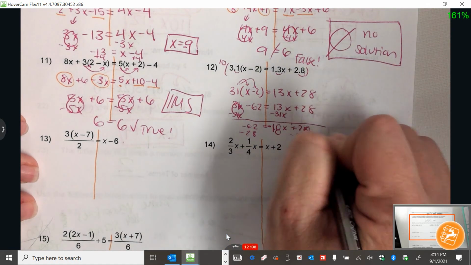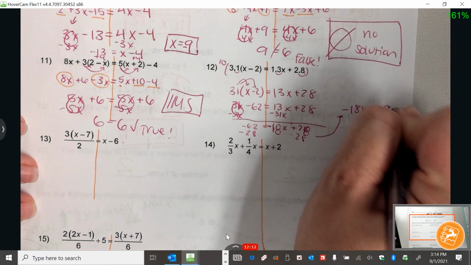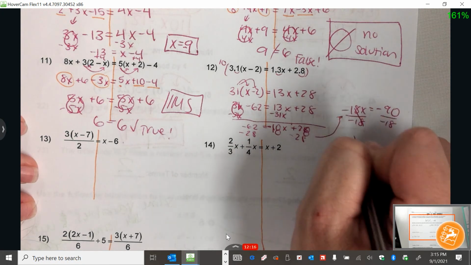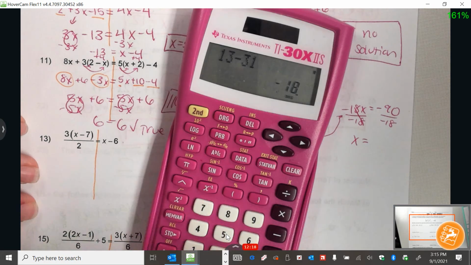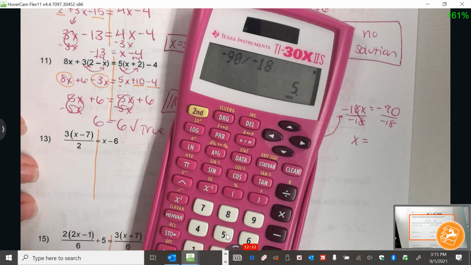And I'm going to bring this over here: negative 18x equals negative 90. Divide by negative 18, divide by negative 18. And I have x equals 5, I believe. Negative 90, divide by negative 18. Yeah.